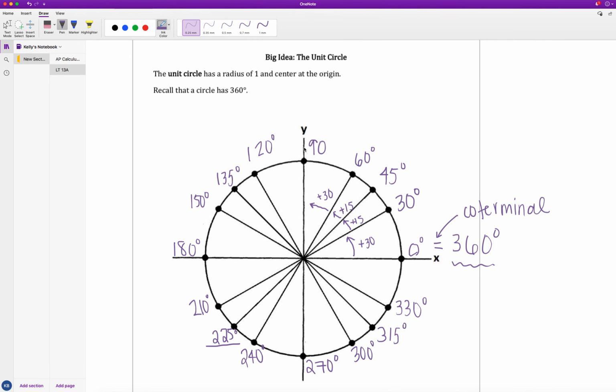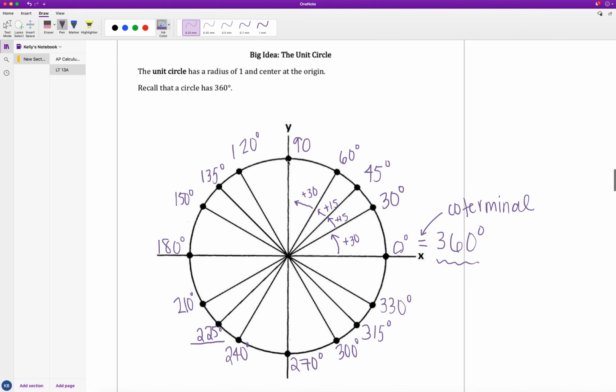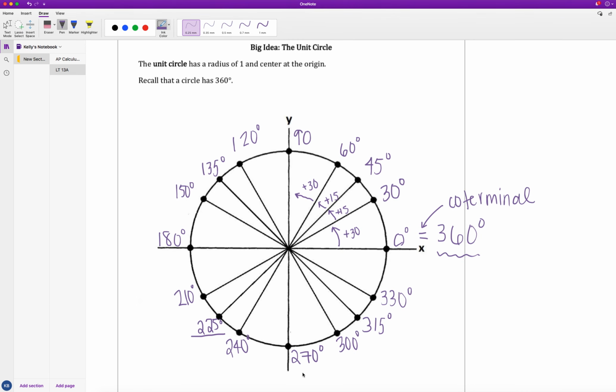I then half that to get what's happening on the y-axis. So half of 180 is 90. So I'm on the positive y-axis. And then half of 180 and 360, if I add them together and I half them, I get 270 degrees down here. From there, I have this pattern repeating in each quadrant, where my first angle is 30 degrees, then my second one is 45, and then 60.